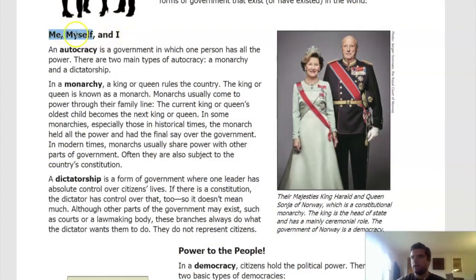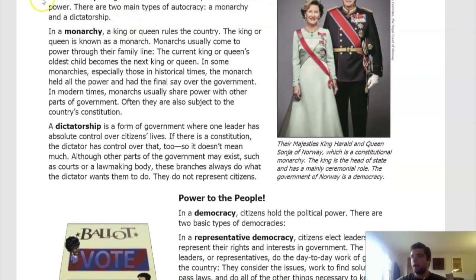First, we're going to study some systems where only one person is in charge of the whole government in a country. Me, myself, and I. An autocracy is a government in which one person has all the power. There are two main types of autocracy: a monarchy and a dictatorship. In a monarchy, a king or queen rules the country. The king or queen is known as a monarch.